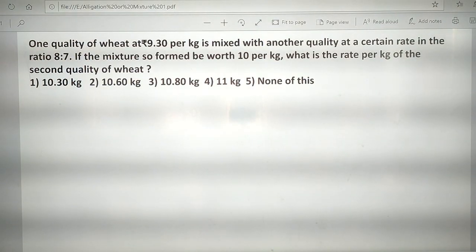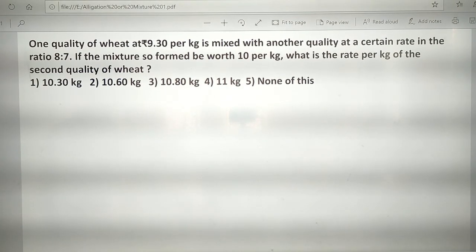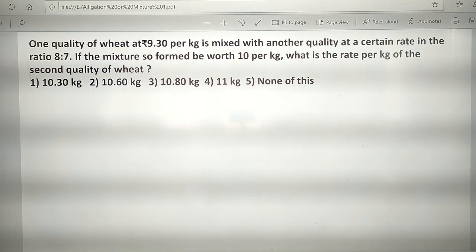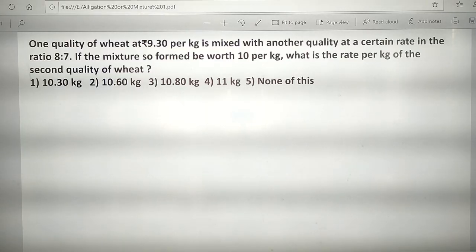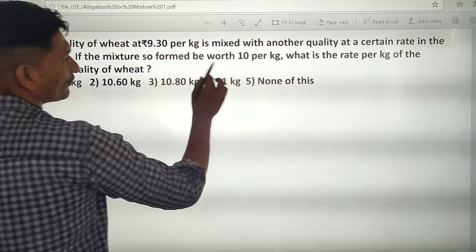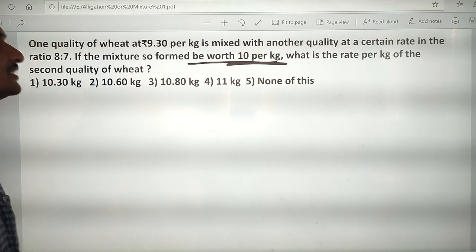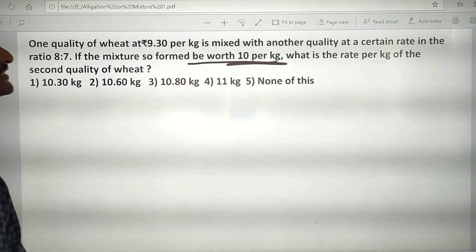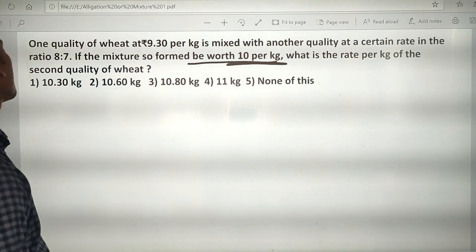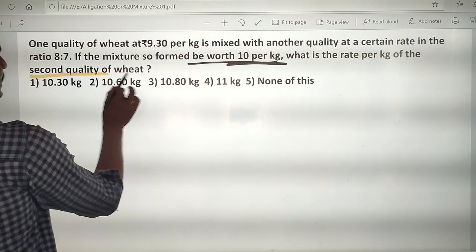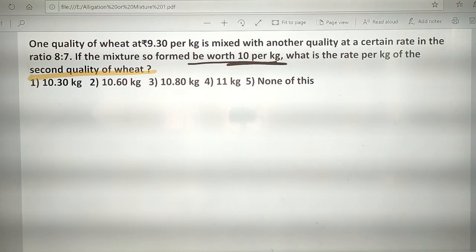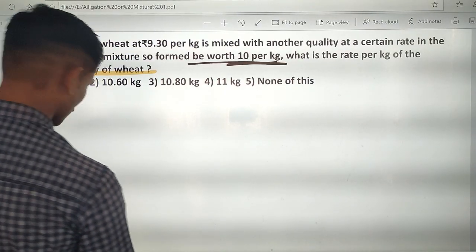One quantity of wheat at rupees 9.30 per kg is mixed with another quantity at a certain rate in the ratio 8 to 7. If the mixture so formed is worth rupees 10 per kg, what is the rate per kg of the second quantity?